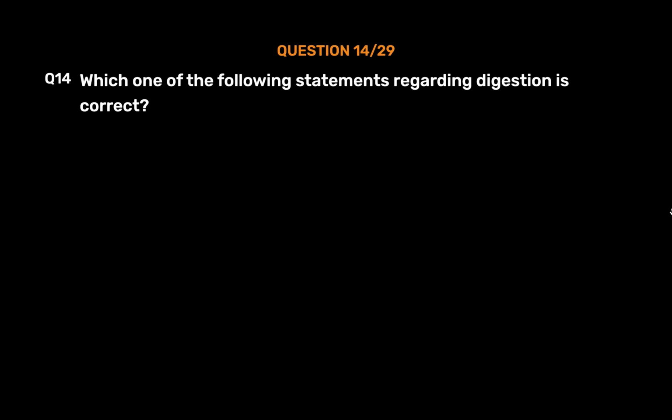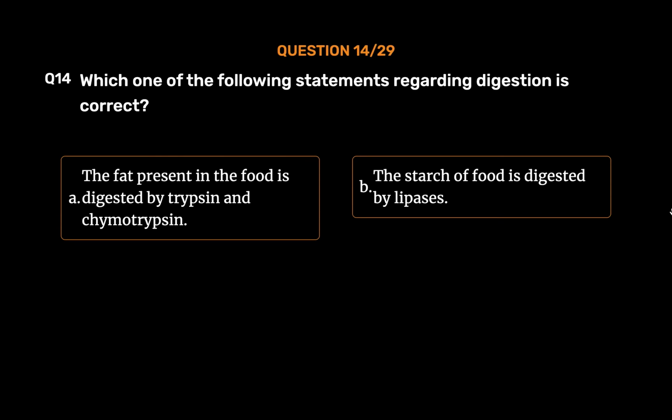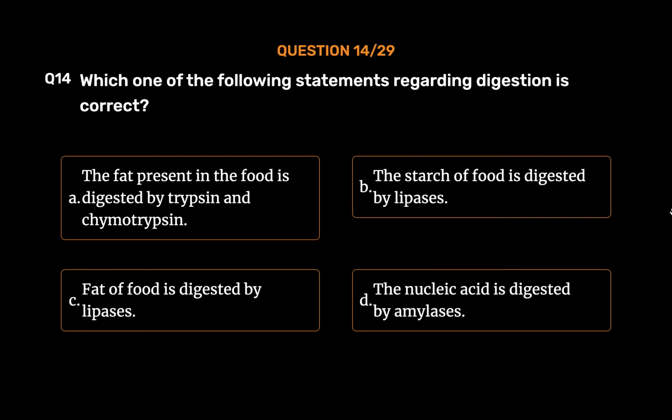Question number 14. Which one of the following statements regarding digestion is correct? Option A. The fat present in the food is digested by trypsin and chymotrypsin. Option B. The starch of food is digested by lipases. Option C. Fat of food is digested by lipases. Option D. The nucleic acid is digested by amylases. The correct answer is option C.